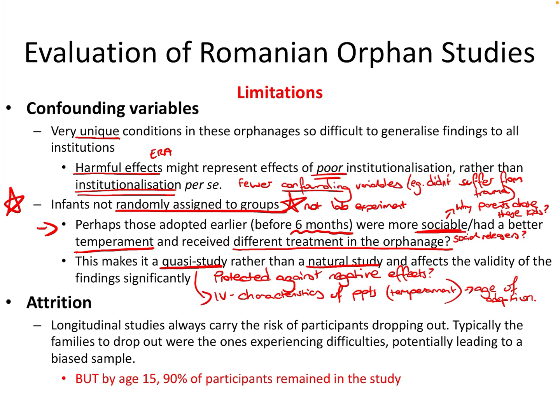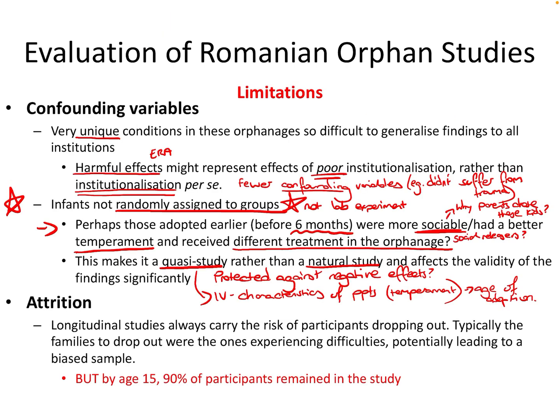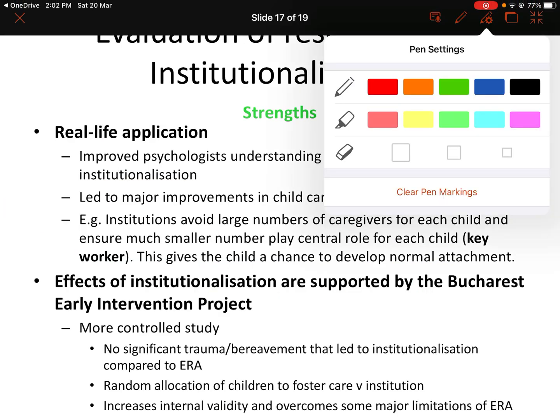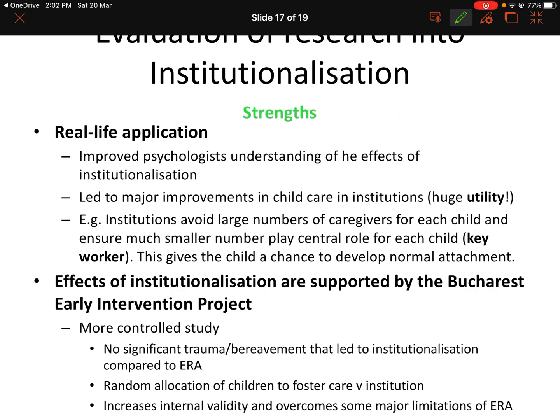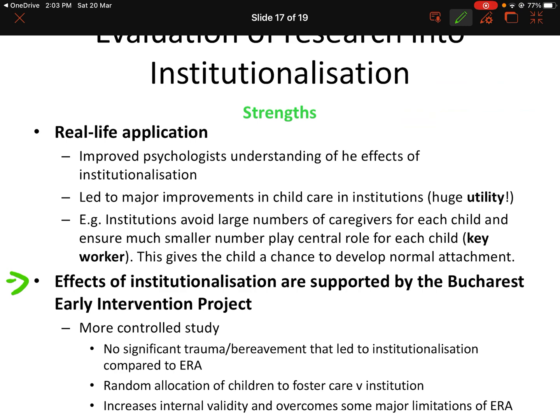So this is where we're going to jump around a bit, because I now want to introduce you to one of the strengths, which is research support here by Xenia, and this is the Bucharest Early Intervention Project. So let's just jump now to this slide. So Rutter wasn't the only person to conduct research into Romanian orphans. There's also been an ongoing study called the Bucharest Early Intervention Project. And this is a more controlled study. So this study helped to overcome some of the confounding variables of the ERA.